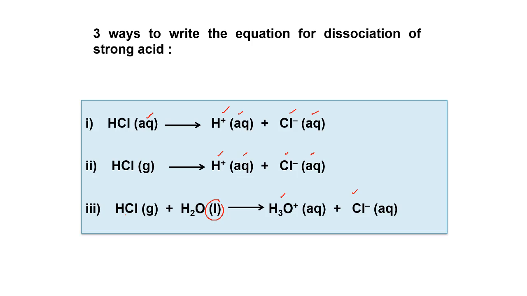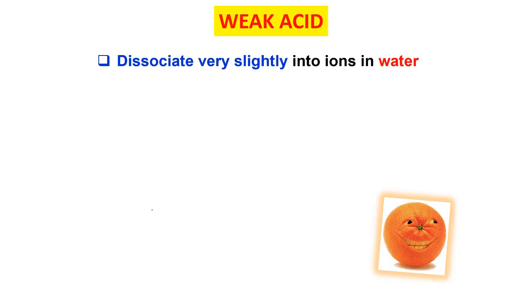So kalau kat sini hydrogen fluoride, maka dia gas lah. Kalau dia hydrochloric acid, dia aqueous. Okay. Weak acid. Weak acid dissociates very slightly into ions in water. Okay, maksudnya weak acid ni adalah acid that dissociates very slightly into ions in water. Yang dia mengalami penceraian yang sangat sedikit dalam air.